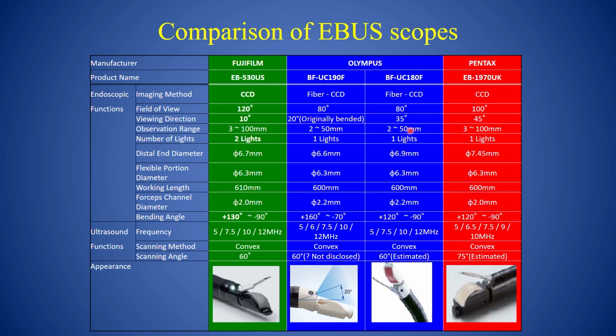The advantage of the Olympus newer scope is the 160 degree forward viewing angle. The only thing is the Olympus scope is a hybrid scope. You have the CCD, that is the charge coupled device, along with the fiber scope. That is why the quality of the image is a little poorer as compared to the Fujifilm or the Pentax scope, where it's a pure video scope as far as Fujifilm and Pentax goes.